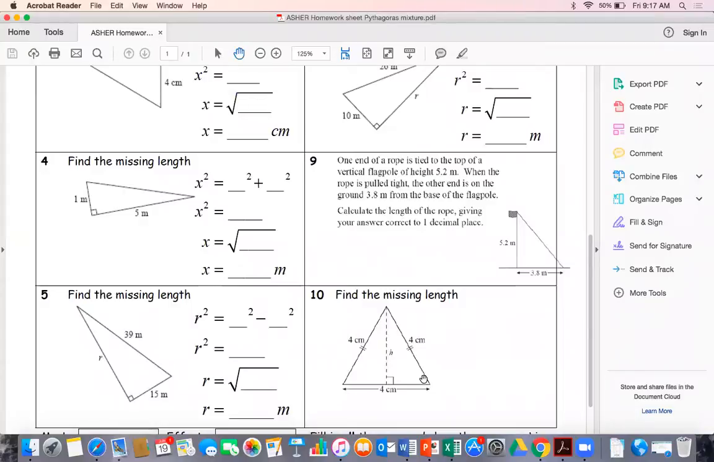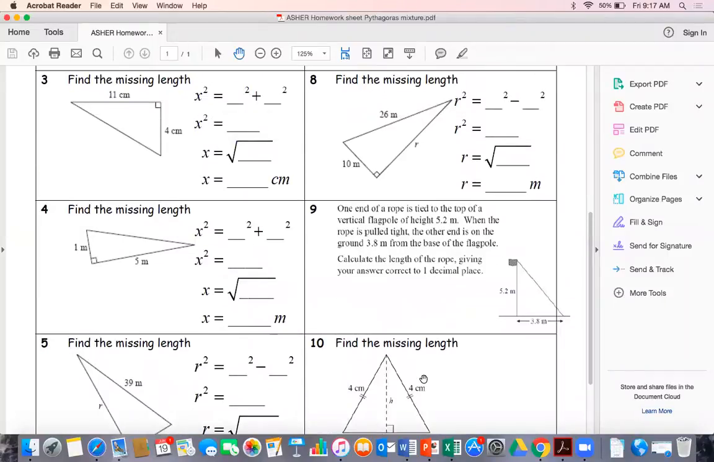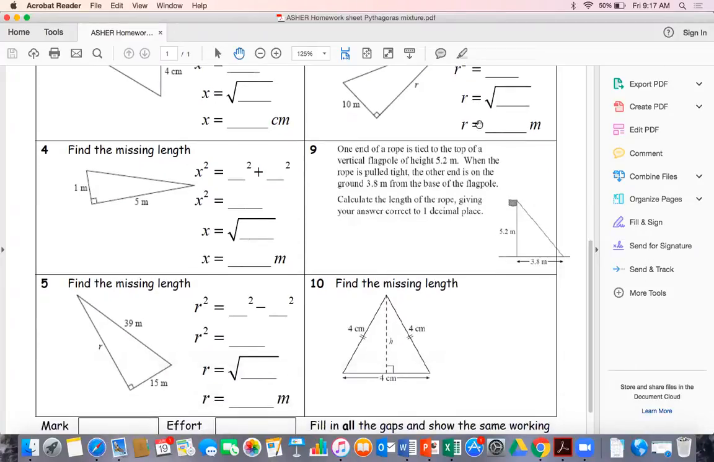Do you have a calculator? Yes, Chair. I'm using it now. R square equals 576. Okay, then square root of that. 24. So number 8, you should get 24.